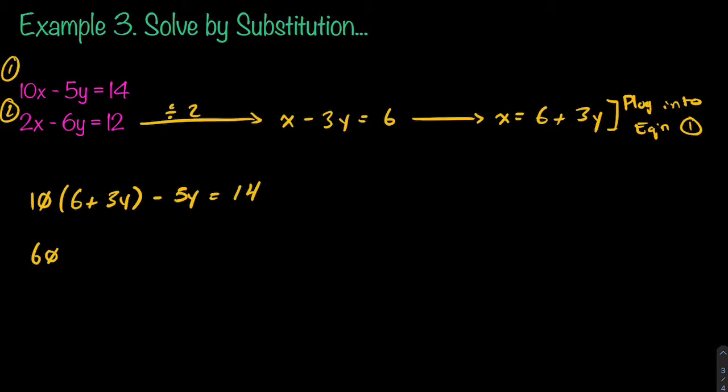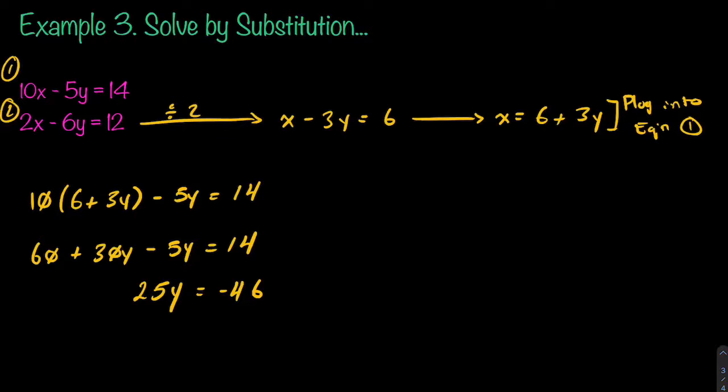Let's distribute that 10. So we get 60 plus 30y minus 5y equals 14. So we're going to do 14 minus 60, which is, what is that? Negative 46, right? And then we have 30y minus 5y. What's 30 minus 5? That's just 25. So I want to make sure that I am keeping up here. Yeah, okay, we're good.